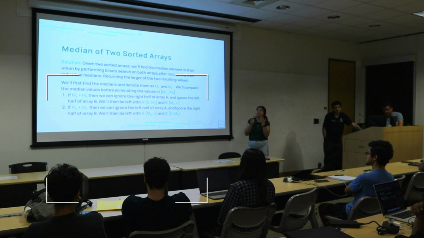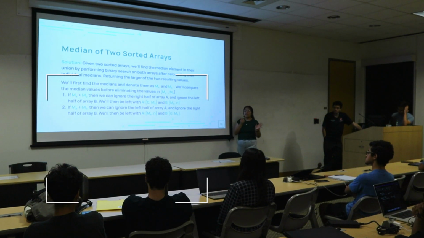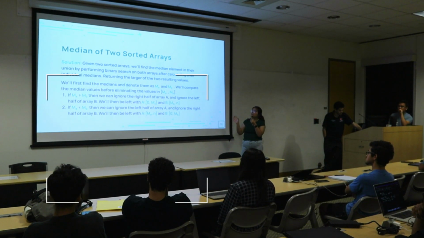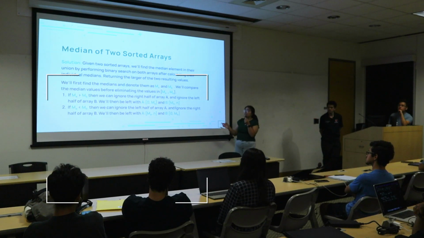They're too big. So what you can do is divide the array in half and keep the values from 0 to MA, the median of A. And for MB, it's the smaller of the medians, so you're going to start off with MB and go all the way to the end. And if M of A is smaller, you're going to do the opposite: keep the larger values of M of A and the smaller values of M of B.